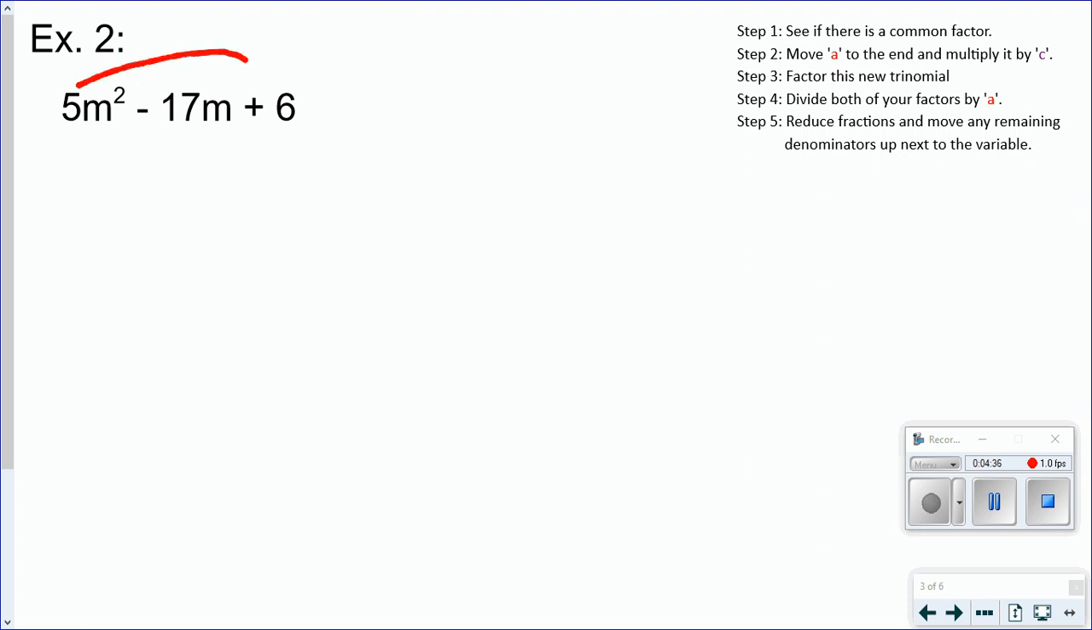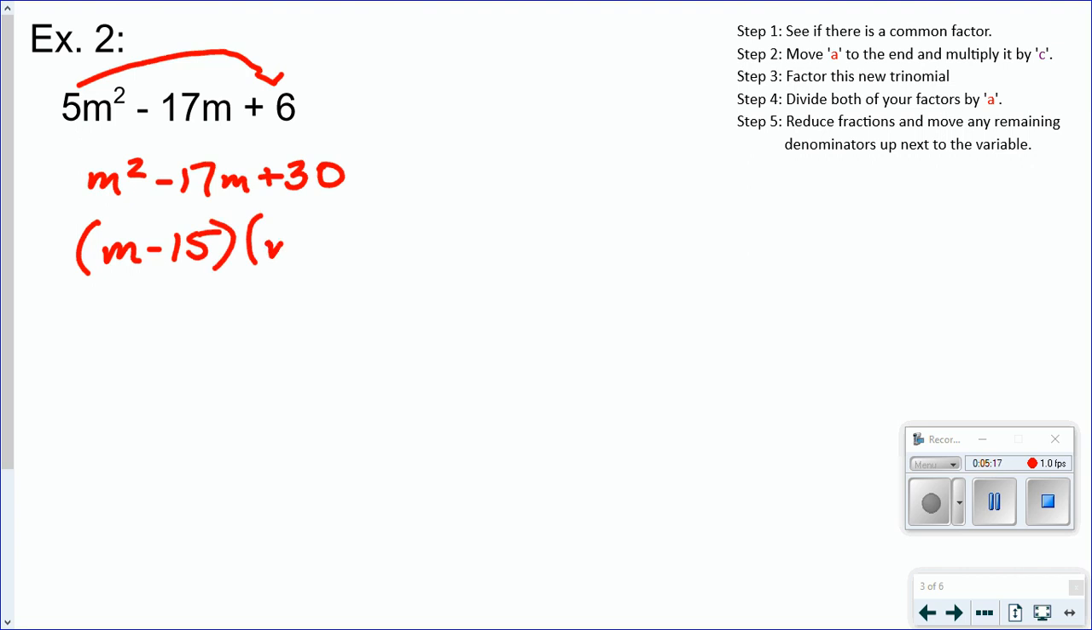The coefficient of n squared to the end and multiply it times 6. So we end up with m squared minus 17m plus 30. So now I'm looking for 2 numbers that multiply to make positive 30 and add to make negative 17. So to add to a negative and multiply to a positive, I know that both these numbers have to be negative. So negative 15 and negative 2. Those multiply to positive 30 and add to negative 17. So this is going to factor to m minus 15 times m minus 2.